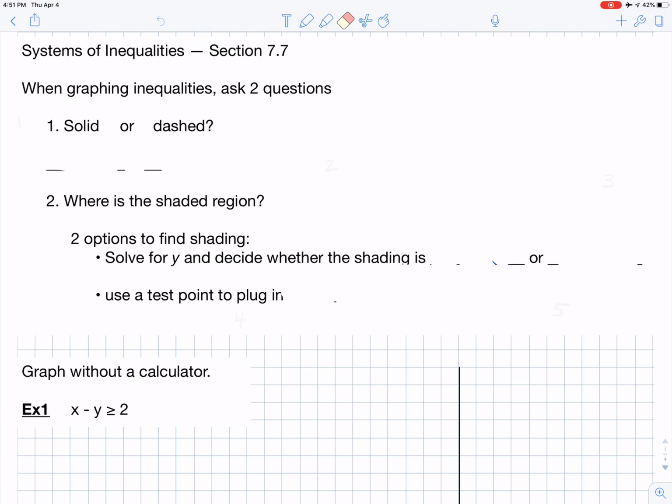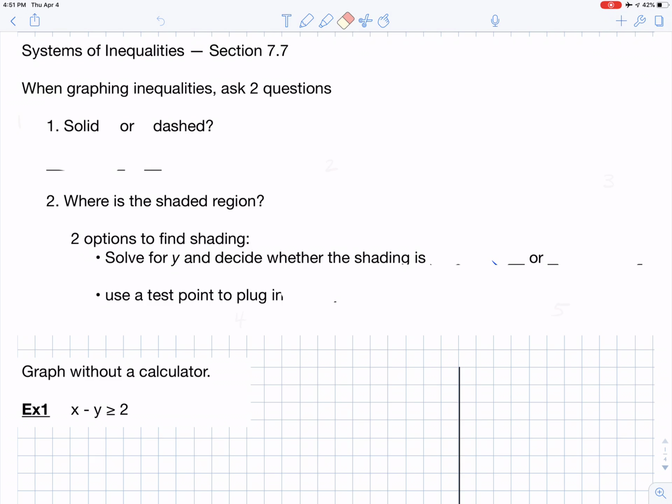This particular video is going to be on systems of inequalities. We've already talked about systems of equations. So let's talk about graphing an inequality. If you're going to graph an inequality, you have to ask yourself two questions.